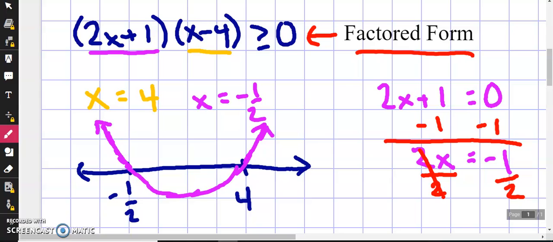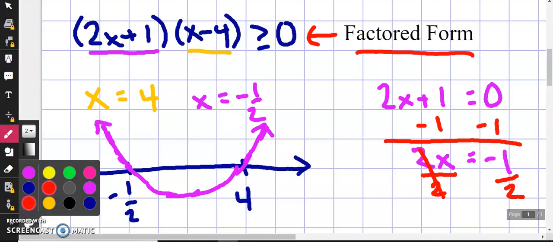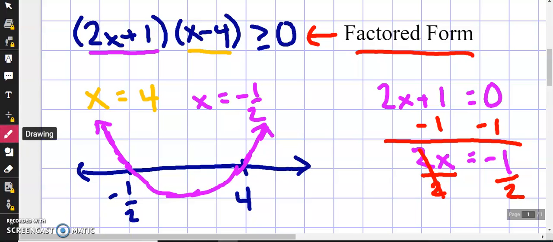And then from there, I'm going to go to my inequality and figure out which chunk of this graph represents the solution that I want. So this says that I want the part of the graph that is greater than or equal to 0.